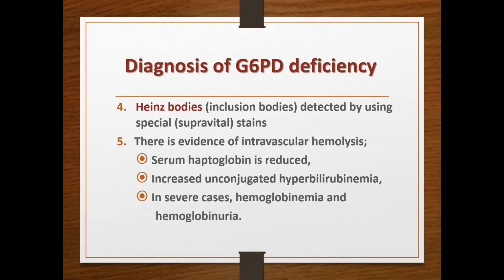As a result of intravascular hemolysis, the serum haptoglobin is reduced. There is increased unconjugated hyperbilirubinemia, and in severe cases, hemoglobinemia and hemoglobinuria.